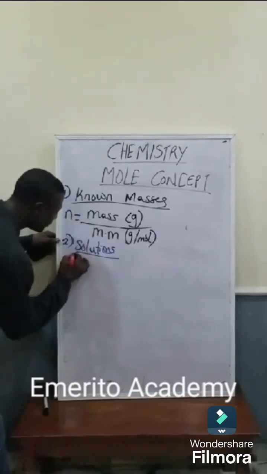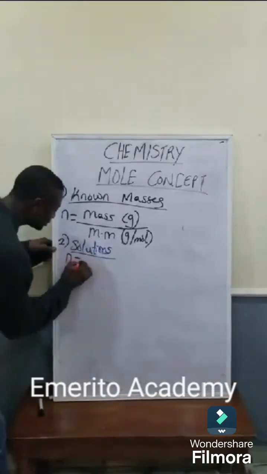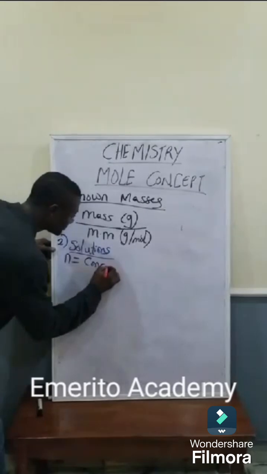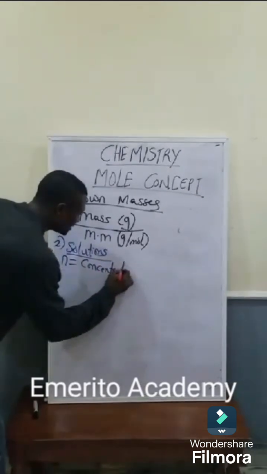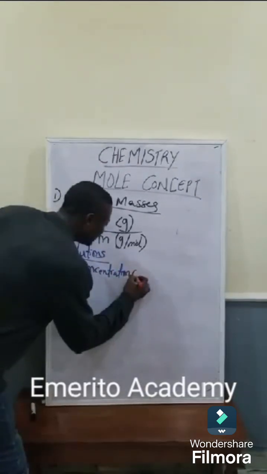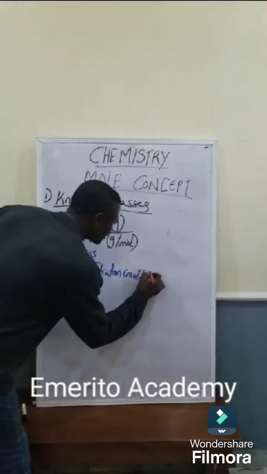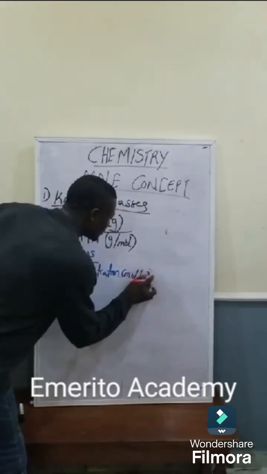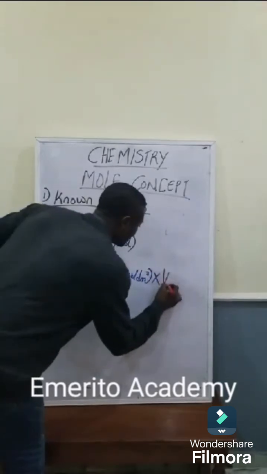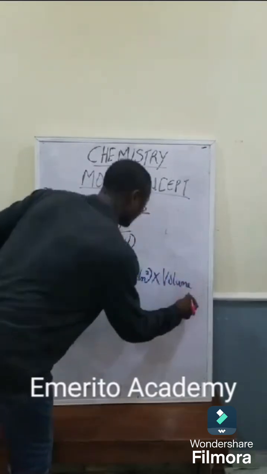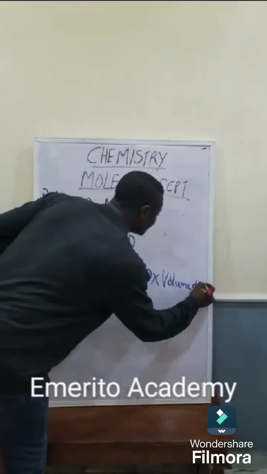Secondly, when it involves solutions, you simply say your mole, which is noted with small letter n, is equal to your concentration, measured in mole per dm cube, times your volume, measured in dm cube.